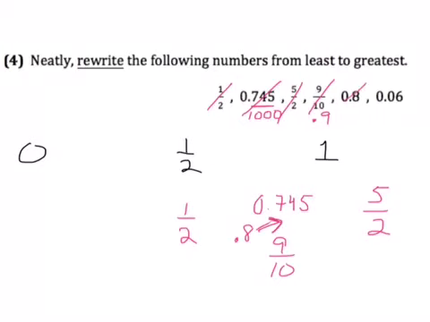And last, 6/100ths. If we wrote that as a fraction, that'd be 6 out of 100. 6 out of 100, that's pretty close to 0. That's way less than half. So it's going to go down here. So I'm going to clear my board now.